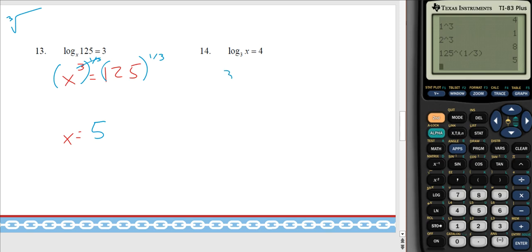14: 3 to the 4th equals x. b to the y power equals the x value. And then that one is just calculator work. 3 to the 4th, I get 81.